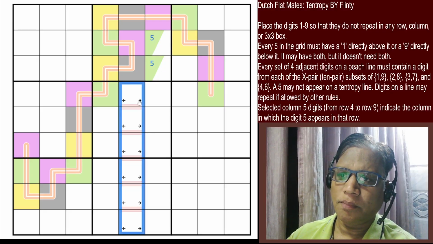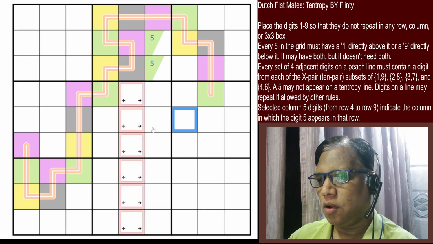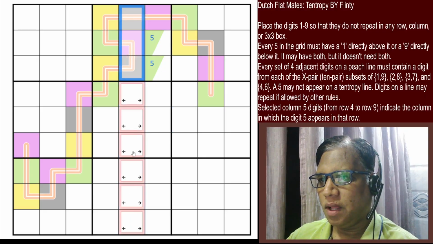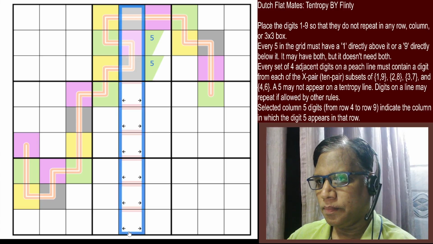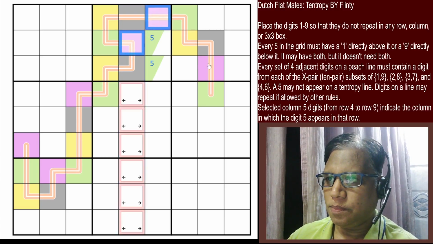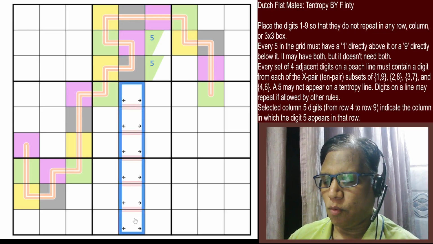So along with 5, you cannot have both 4 and 6 here. Along with 5, you must have either one of 4 or one of 6. So where is the other 4 and 6 going to go? That other 4 and 6 must go here. So this pink is 4 and 6. You cannot have both 4 and 6 here.